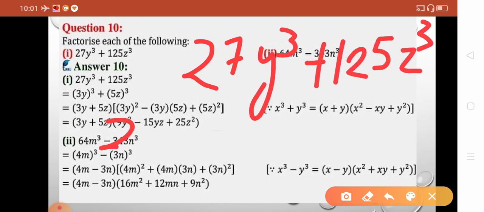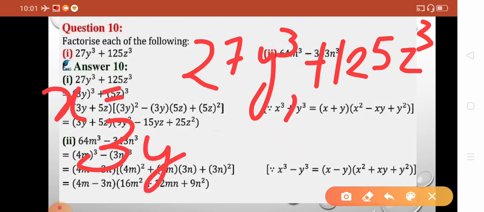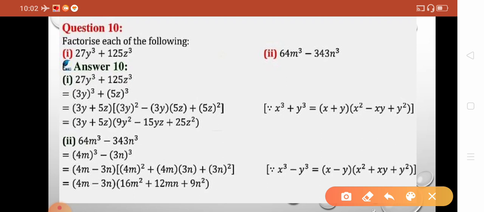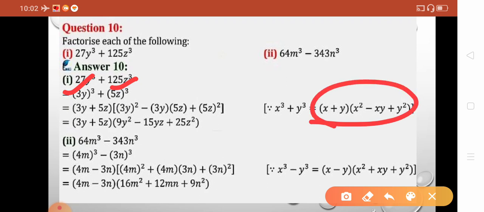27 is the cube of 3, that means the value of x is 3y, and the value of y is 5z, because 125 is the cube of 5. So we can write x as 3y and y as 5z. Simply put the value of x and y in the given formula on the right hand side and you will get your answer. Similarly, in the second part we will take 64m cube as (4m) whole cube and 343n cube.